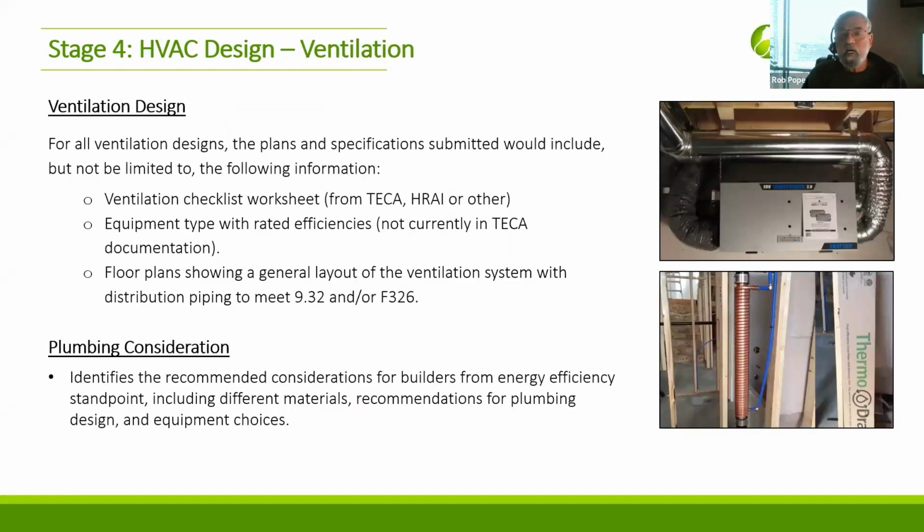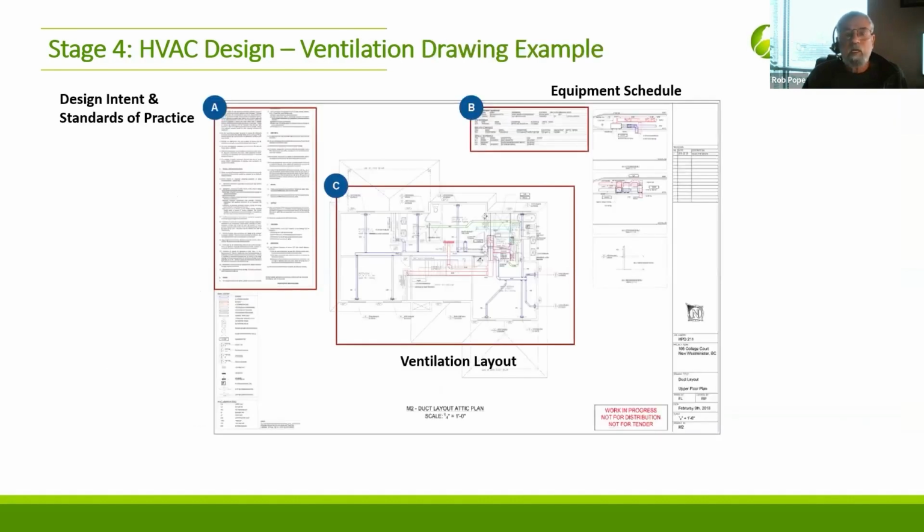Ventilation design. For example, if you had a radiant system in the house, all you have there in terms of piping and ducting is your HRV design. It would look similar to a forced air design, there's less of it. And it would need to meet either section 9.32 or F326. Those are optional compliance paths. It would look something like this here for a ventilation layout, not much different than the forced air.